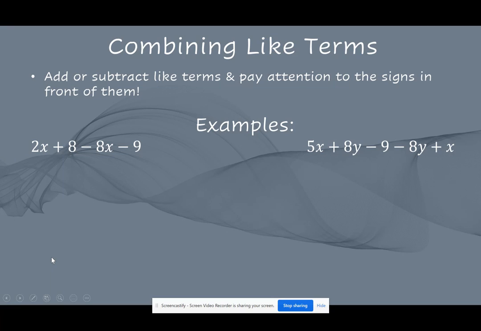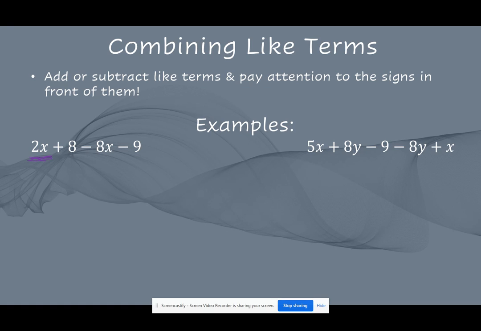So when we're combining or simplifying expressions, we're combining like terms. You just add or subtract them together, but only ones that have the same variable to the same exponent. If we look at this first example, we have 2x plus 8 minus 8x minus 9.